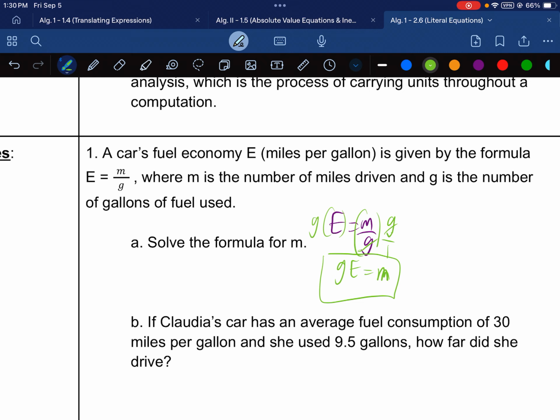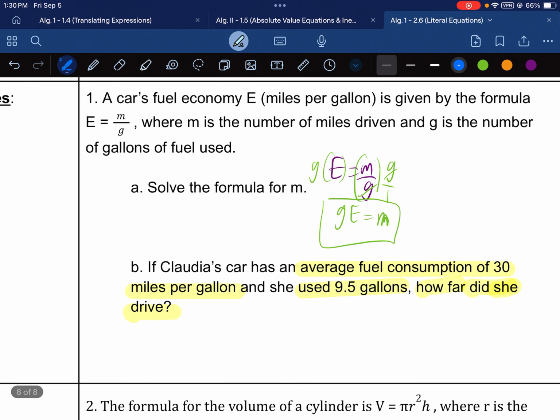Claudia's car has an average fuel consumption of 30 miles per gallon, and she used 9.5 gallons. We want to know how far she drove. So it's a word problem, let's use some key information to help us. We don't need to know it's Claudia, but we do need to know that it has an average fuel consumption of 30 miles per gallon. We do need to know that she used 9.5 gallons, and we want to know how far she drove. So most of the information is important here.